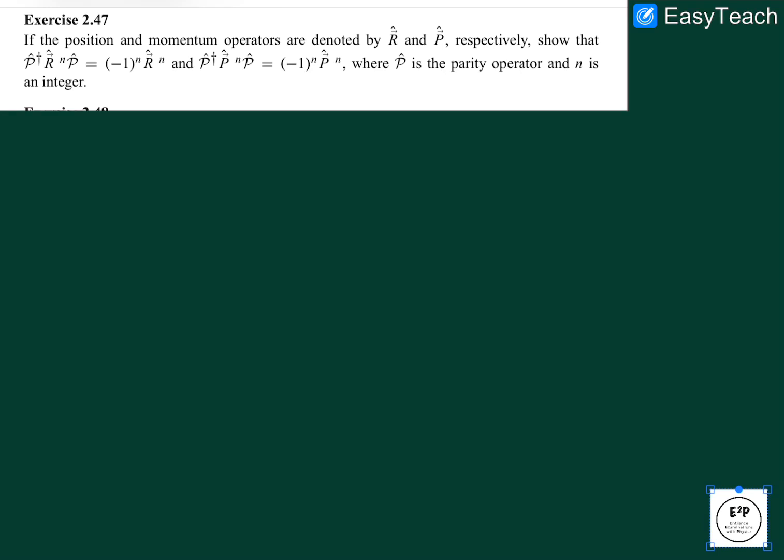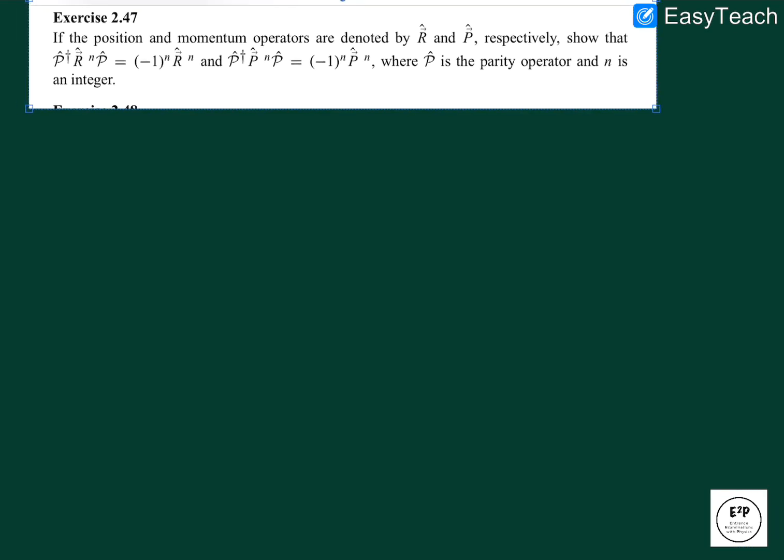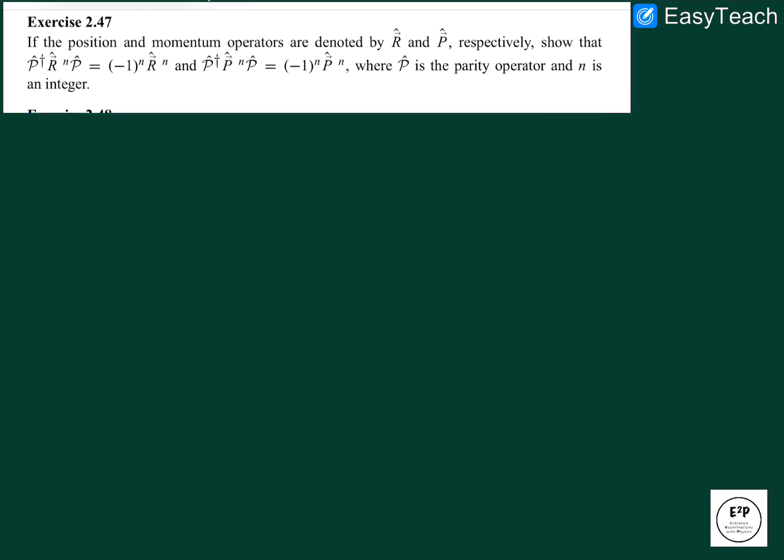Now let us go through question 47 of the second chapter of Zettili, second edition. The question is: given that we have two operators, the position and momentum operators, we are asked to prove these two particular things, where P is the parity operator and n is an integer.